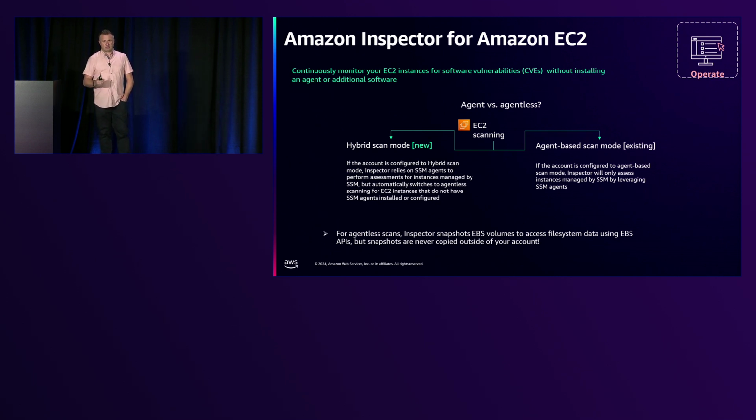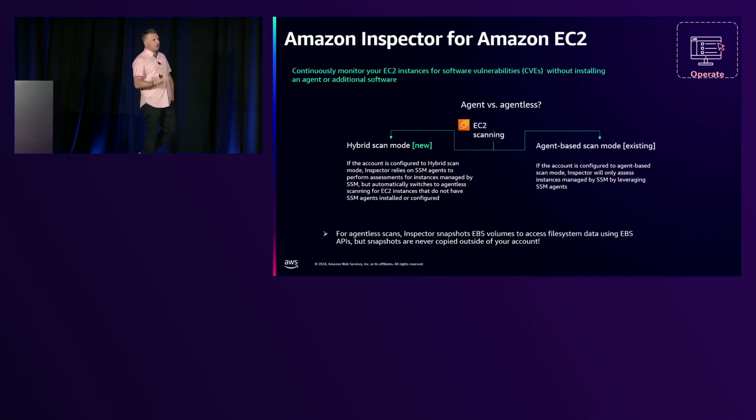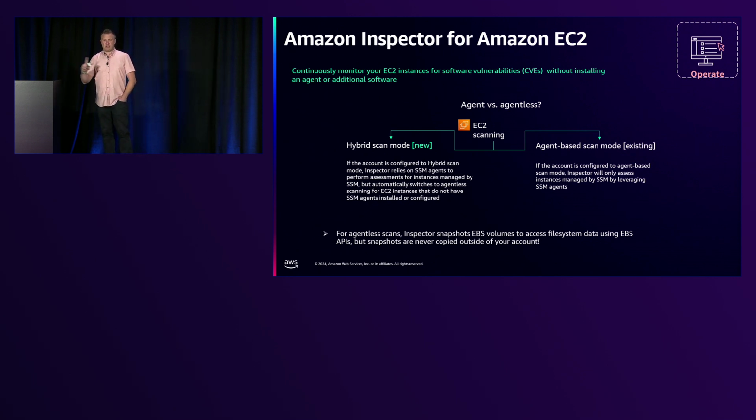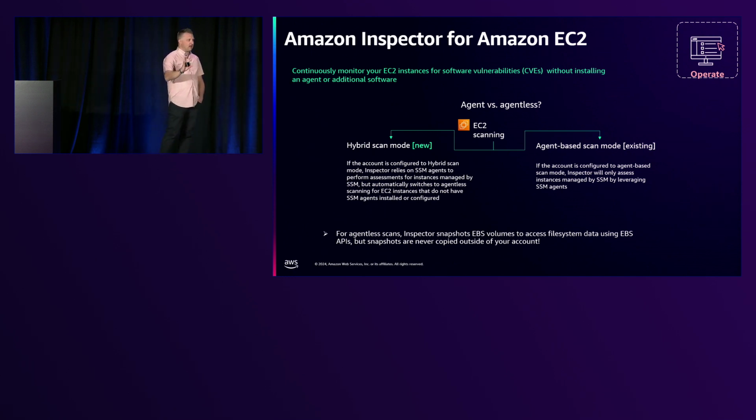So this requires a few things. We've got to install the agent. We have to make sure the agent's running. We have to make sure the EC2 instance has an instance profile with a role that has permissions to talk to SSM. And we need to make sure there's network connectivity between the instance and the SSM service. Assuming all that's good, then the agent-based mode works great and has been for quite some time.